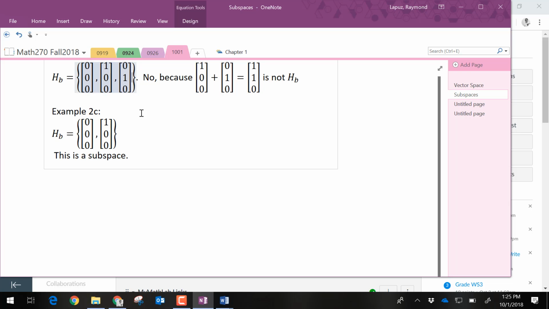Yeah. Certainly. Can do that as another example. Oh, this is C.